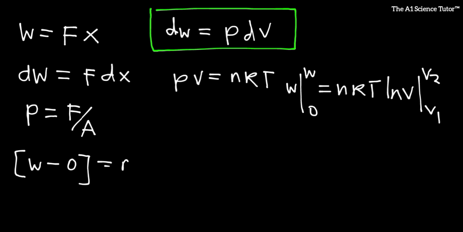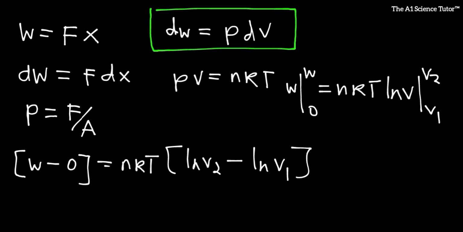Then on the other side, we have nRT, and this will be ln. Here V will be substituted with V2, right? So this is going to be ln V2 minus ln V1. I basically use the lower limit and substitute V for it. So W minus 0 should give us W, and here we have nRT. Now we have ln V2 minus ln V1. This should actually give you ln of V2 over V1.